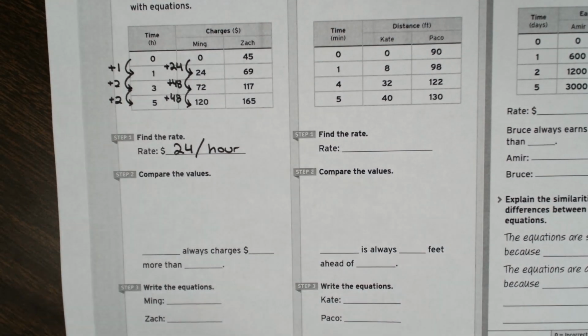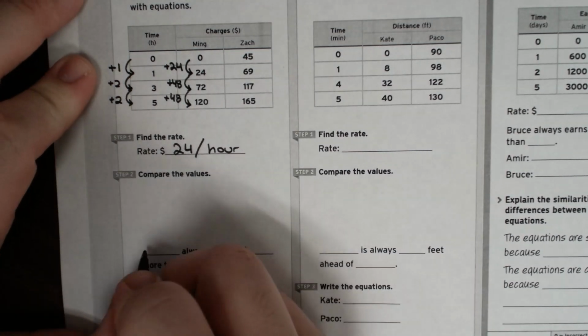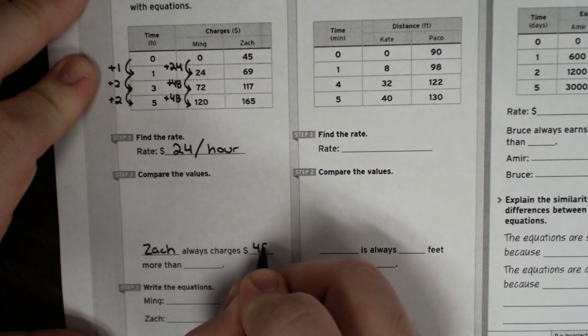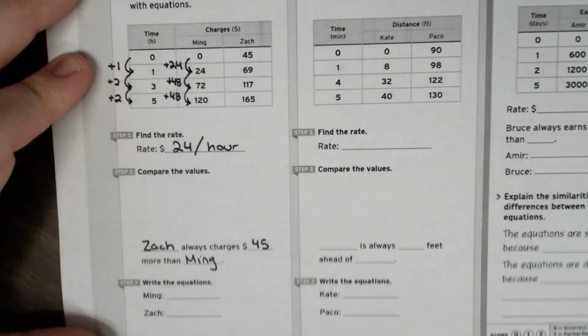Help me fill in the blanks. Blank always charges blank more than blank. Perfect. I heard Zach always charges 45 more than Ming.